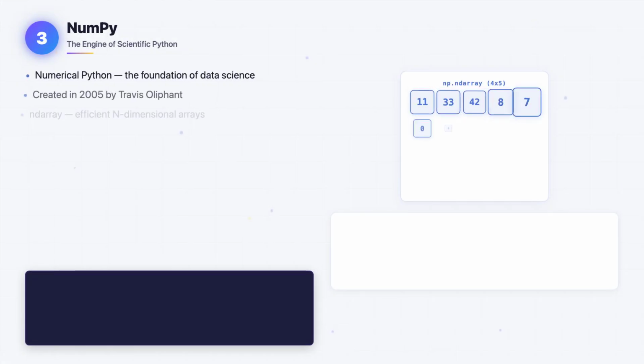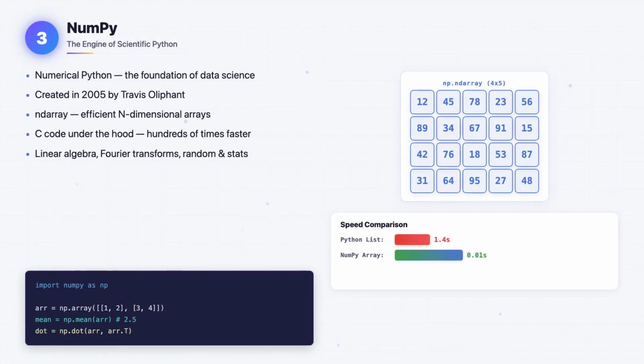Number 3. NumPy. NumPy is the foundation of almost all scientific computing in Python. The name stands for Numerical Python, and it was created in 2005 by Travis Oliphant. At its core, NumPy provides the ndarray, a powerful n-dimensional array object that is vastly faster than standard Python lists.